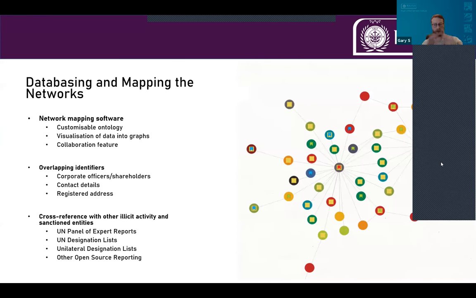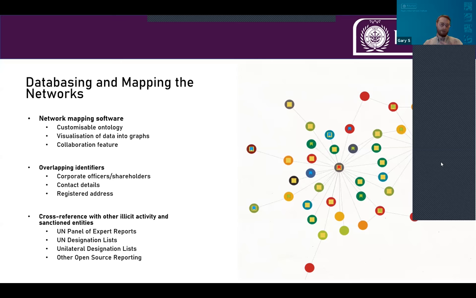So, taking all this data, we then need to database it and map out the network. There's network mapping software you can use. We use Maltego, which is free to use but has certain limitations unless you pay for the other versions. It has a customizable ontology to create entities, which makes it very versatile and allows you to visualize that data into graphs, which is very useful to understand all this data.